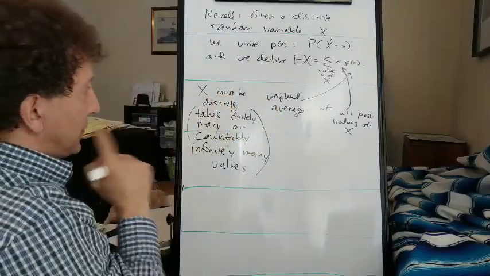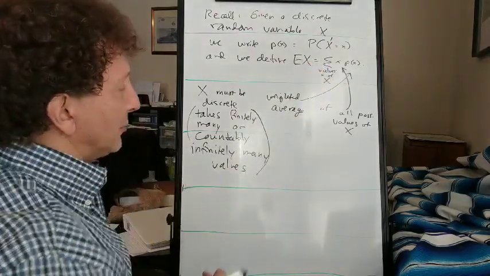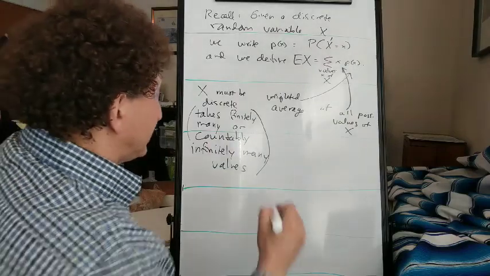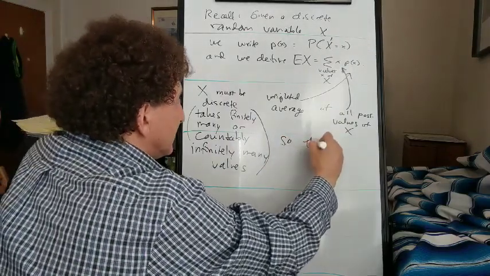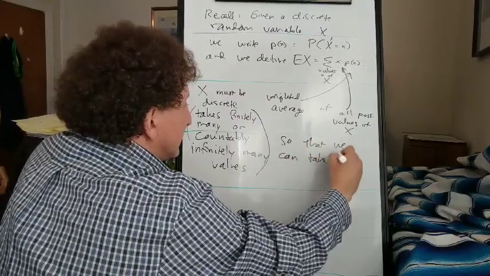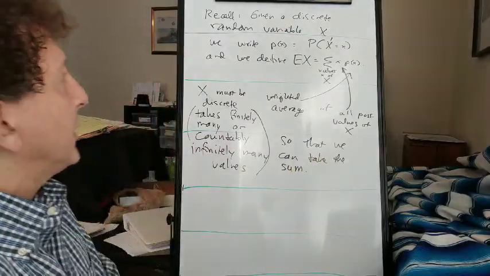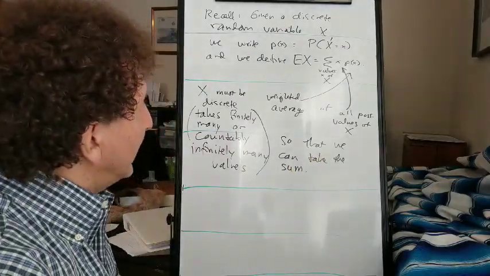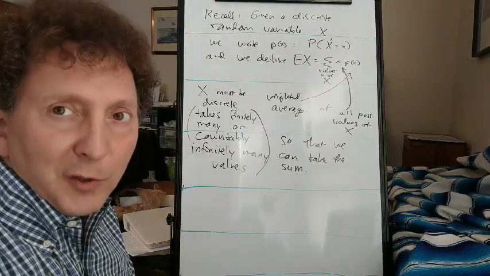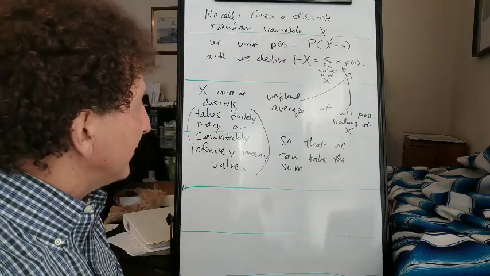So it has to be discrete because otherwise we wouldn't be able to compute this sum. We can't sum over an uncountable set like all the real numbers. If we had a random variable that took on all possible real values, that sum would have to turn into an integral. And in fact, it will later in the course, but we'll postpone that until later.